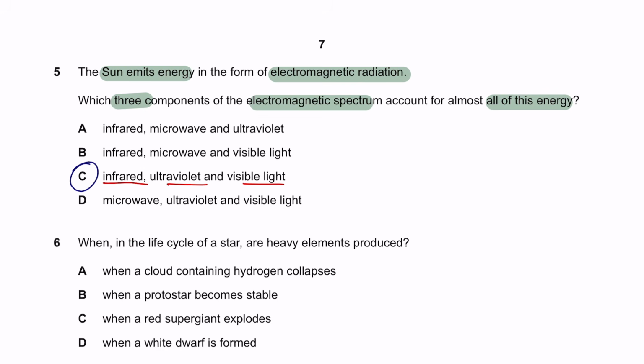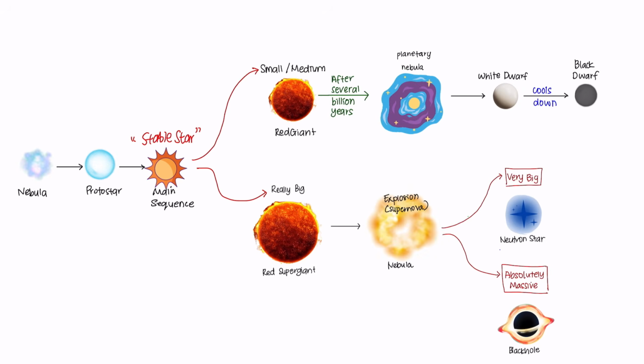Question 6. When, in the life cycle of a star, are heavy elements produced? When there are no more elements for the star to fuse, the core shrinks due to gravity and collapses, creating a large violent explosion called a supernova.